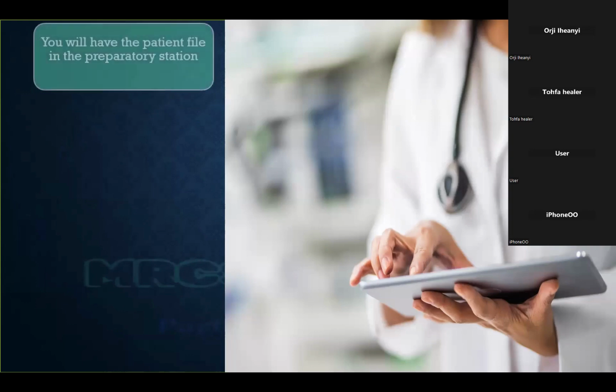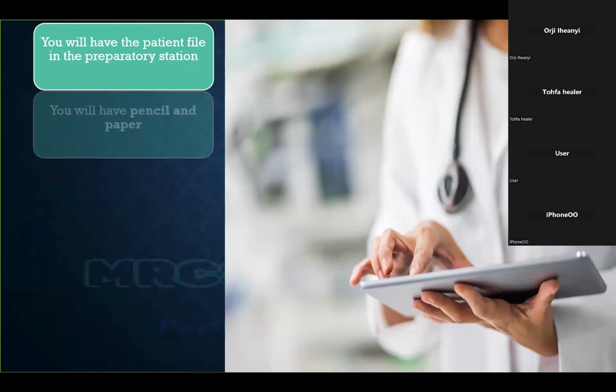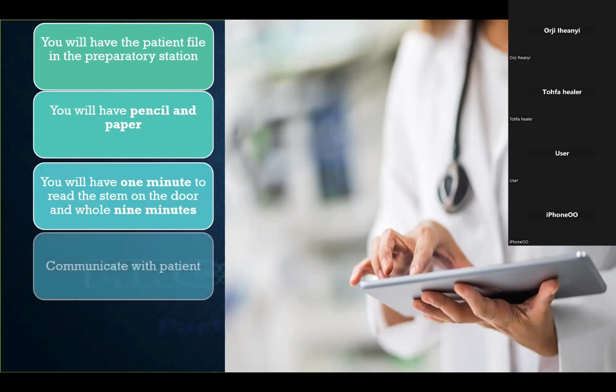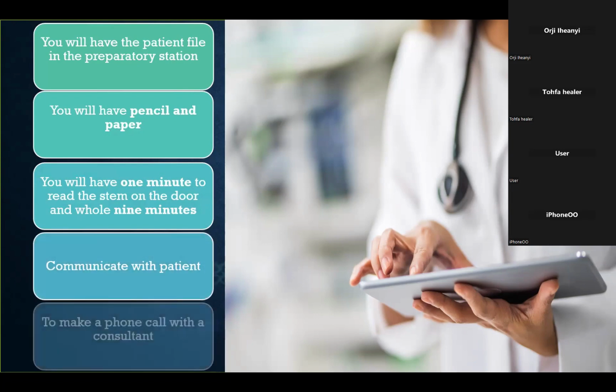You all know that. I'm just reminding you the station rules. You will have the patient file in the preparatory station. You will have pencil and paper, and you have to write down the patient's details on that pencil and paper. And after that 9 minutes, you will have 1 minute to read the stem on the door, and a whole 9 minutes to either communicate with the patient or to make a phone call with the consultant.